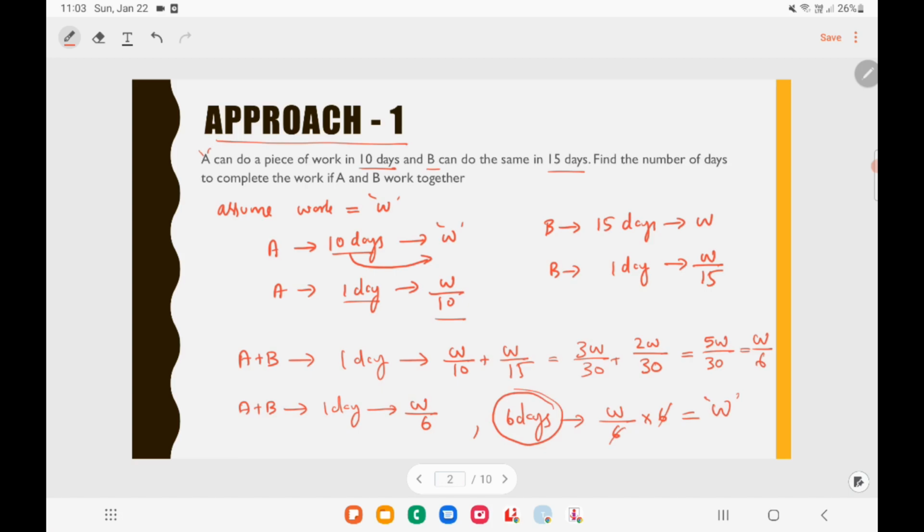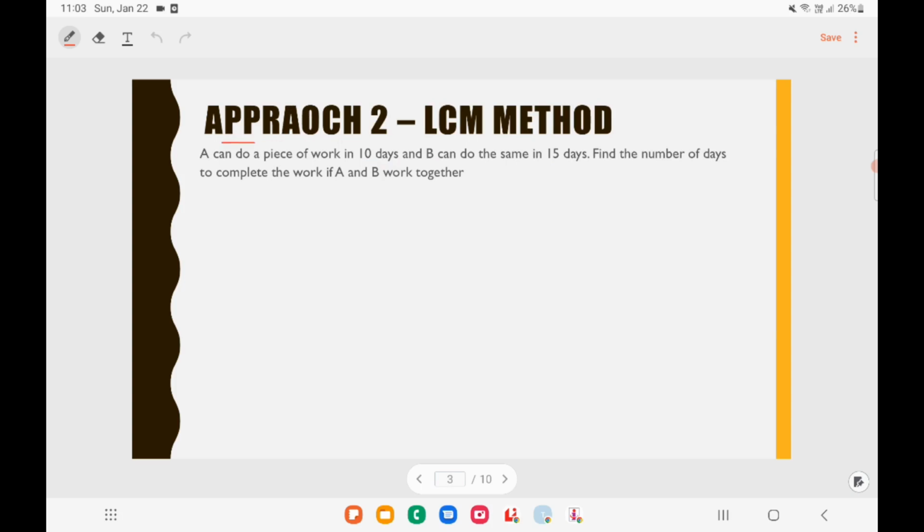In the first approach, you have to take the total work as W, and then you need to solve the problem. And when it comes to approach 2, this is known as the LCM method. We are taking the same question. Firstly, you need to take the LCM of 10 and 15, which is 30. Here you need to assume total work is equal to 30. We'll assume that the LCM of 10 and 15 is the total work.